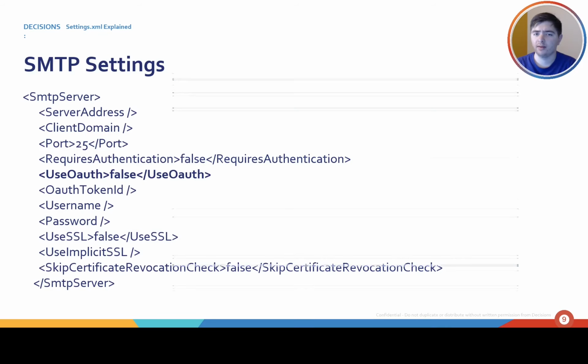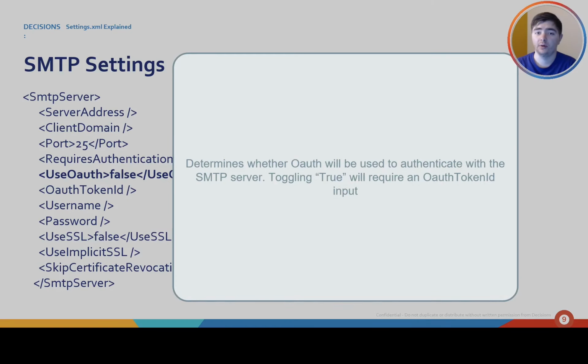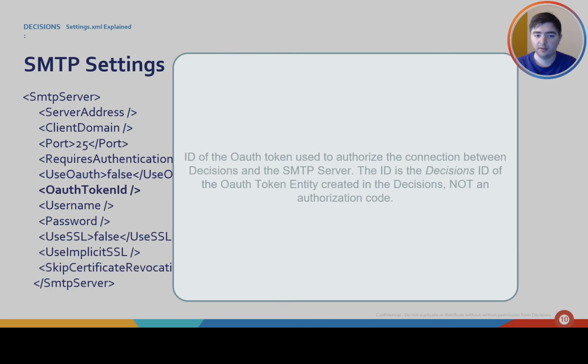There is OAuth authentication. This allows for OAuth authentication from the Decisions platform to the SMTP server as a form to authenticate that access. That being said, this OAuth authentication, or specifically the OAuth token ID that will be specified afterward, does not come from the actual data in the token. Rather, this is the Decisions entity ID of the token that you've created in Decisions that is integrating with this external service.